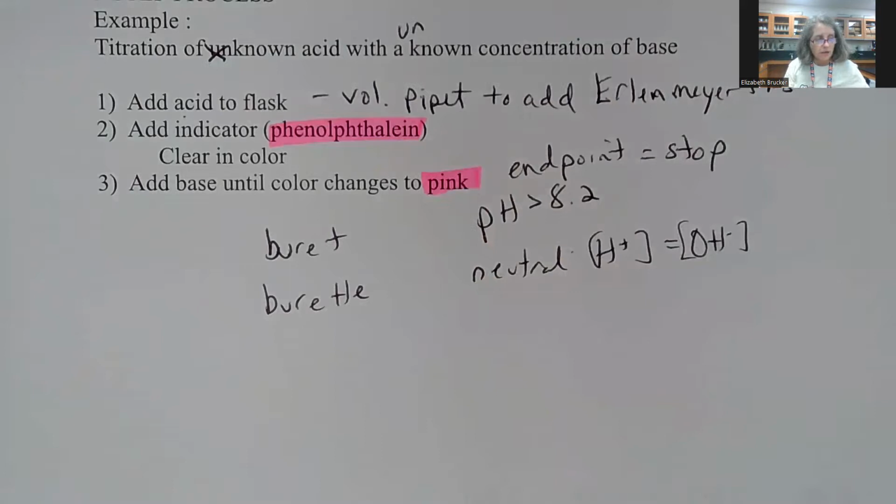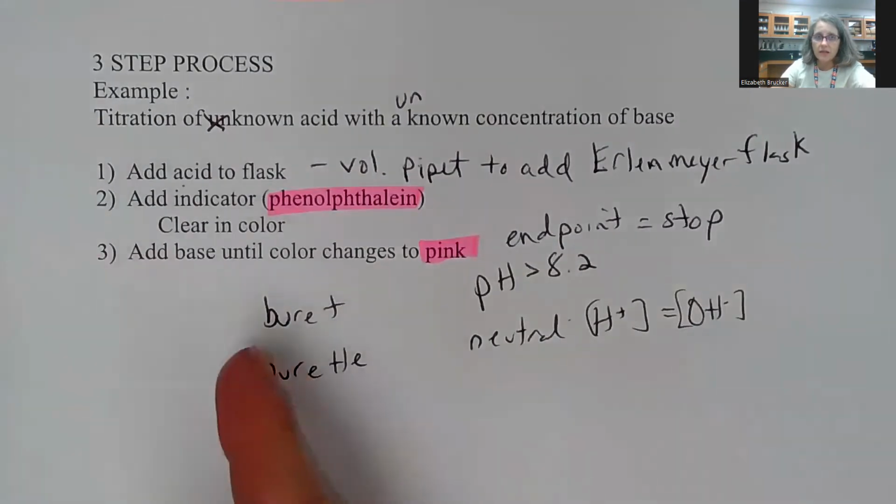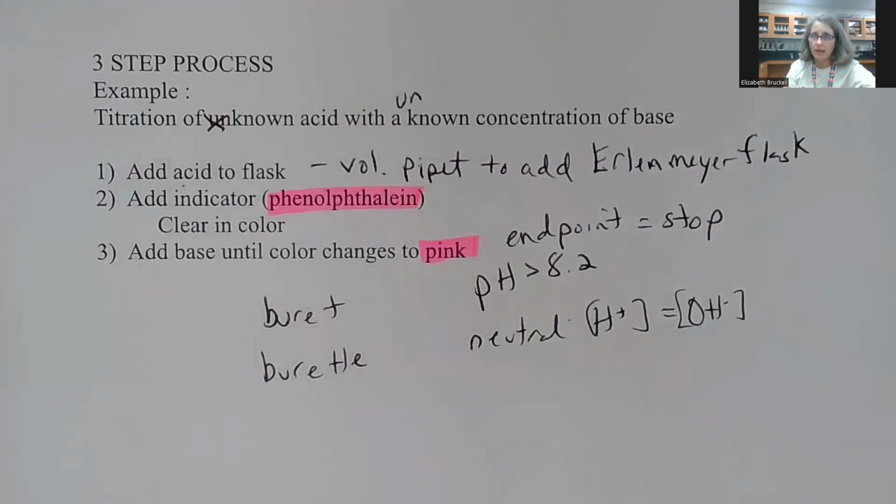So with that, that is the basic setup of a titration. Now there's going to be other videos I want you to watch that actually go through the procedure step by step so you can see it. But that's what we're doing. Have an acid in the flask, add a phenolphthalein, and add base until we get it to a pink color.